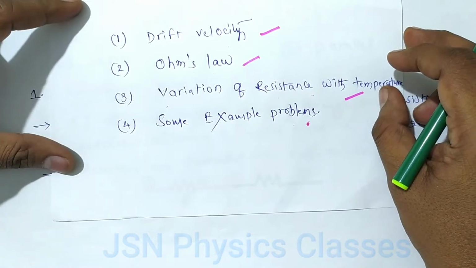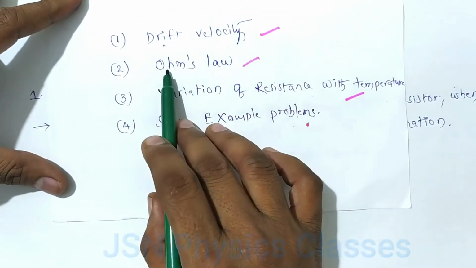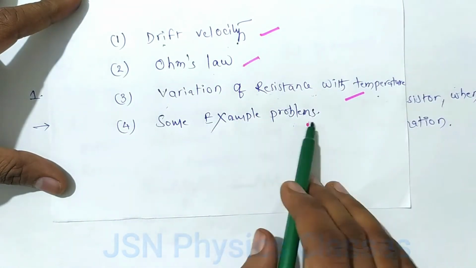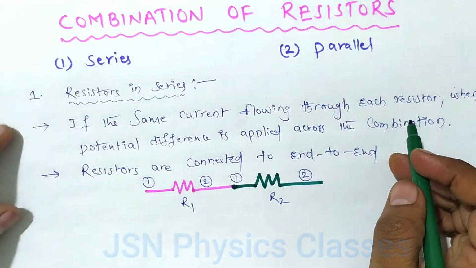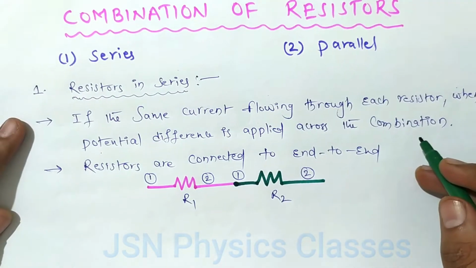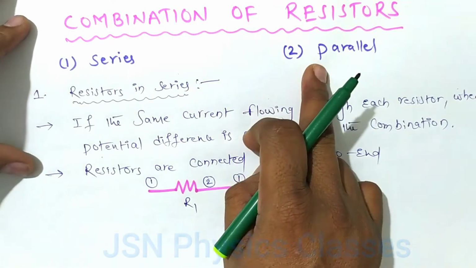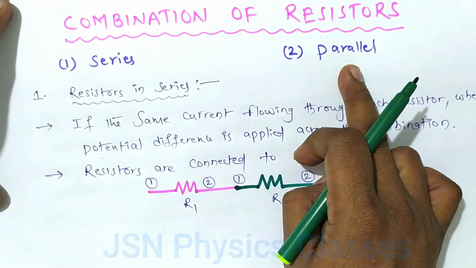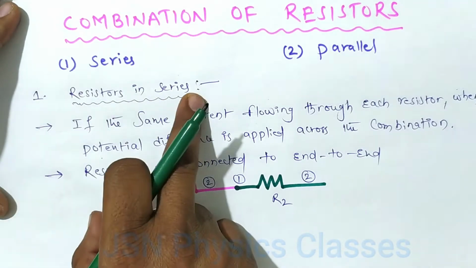In previous classes we learned about what is drift velocity and Ohm's law, variation of resistance with temperature, and some example problems. In today's topic we will discuss combinations of resistors. Here two combinations are there. The first one is series combination and the next one is parallel combination. First we will discuss what is series combination.